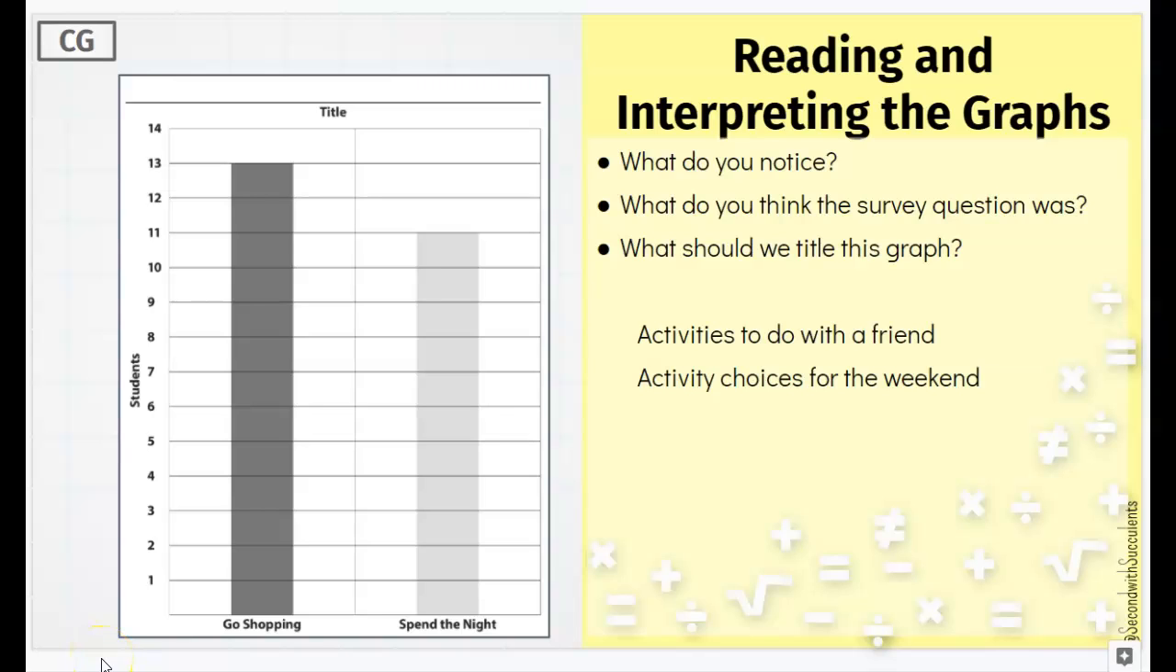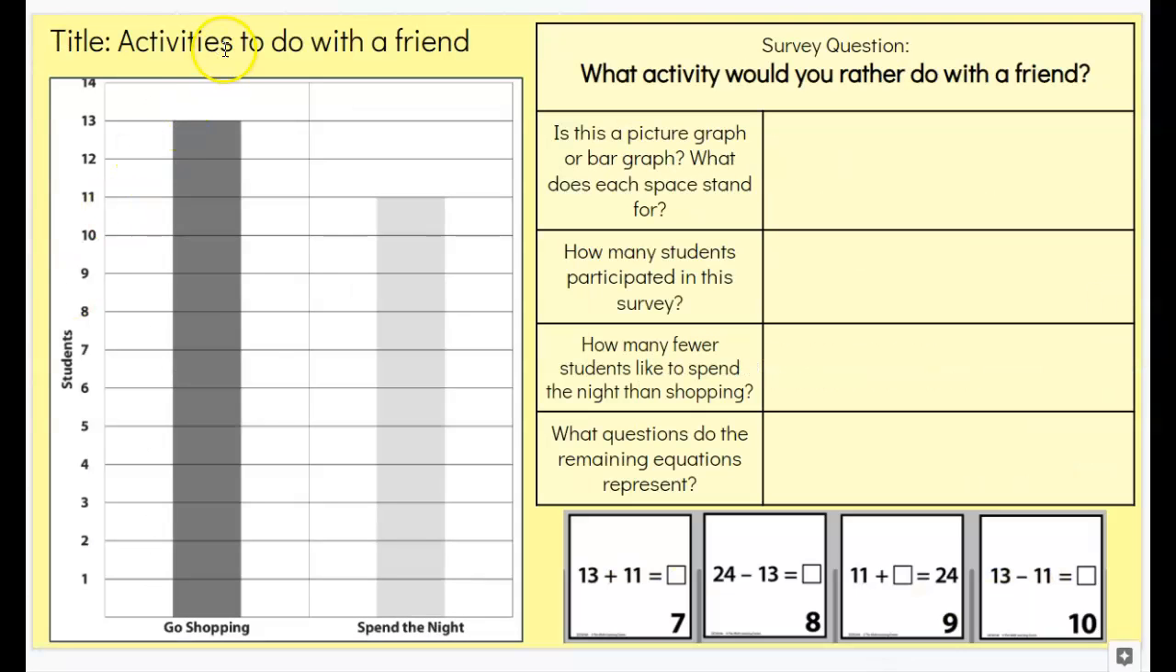Now that we've noticed a few things and we've figured out what our survey is asking, now's where we're going to need our whiteboards, markers, and erasers, or paper and pencil to answer a few more questions about this graph. Now, I filled in our title at the top and our survey question. What activity would you rather do with a friend? Now I'd like you to look at the bottom of the video where we have 4 different equations. These equations are going to help us as we answer our questions.